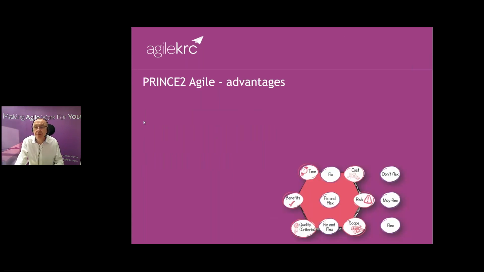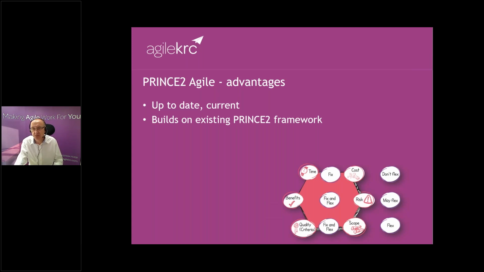What is good about PRINCE2 Agile? It's very current, very up to date. It has got things in there all about Kanban, MVP, flow, and some pretty interesting modern stuff that's happening in the Agile space. There's something called Cynefin. It's spelled with a C, and it's a Welsh word. If you've got nothing to do this afternoon, take a look at that for 20 minutes. It's pretty interesting stuff. And it builds on the existing PRINCE2 framework. So you haven't got to bring in a brand new project management approach. You just build it on PRINCE2.